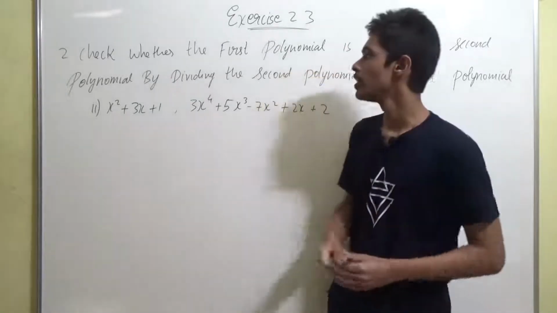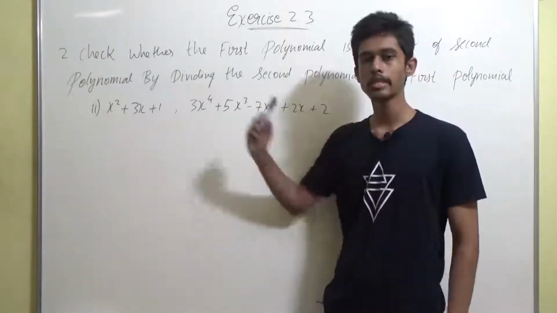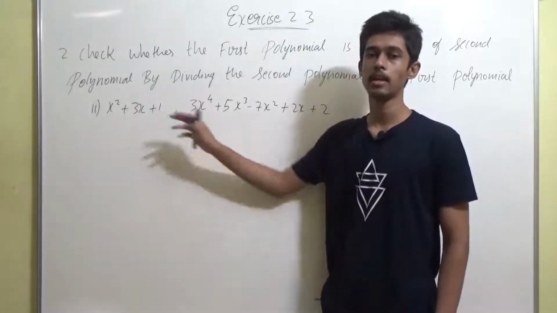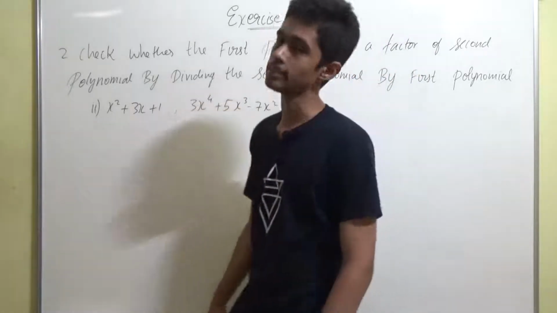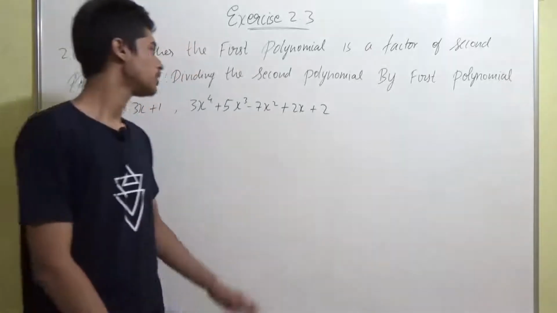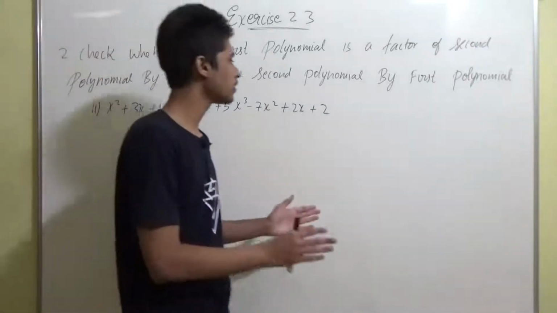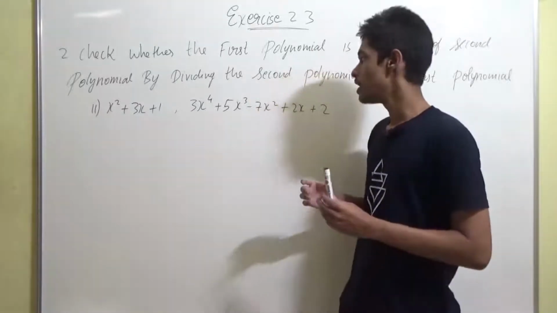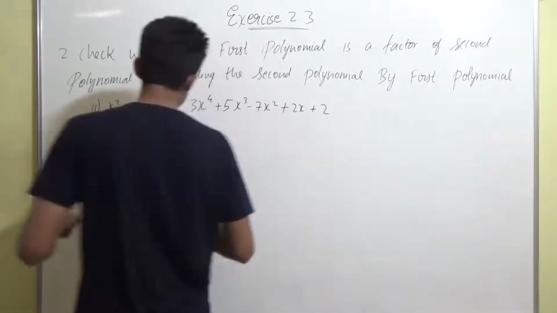Okay guys, so here this is p of x and this is g of x. What we have to do is we have to just divide this and see whether we are going to get the value of remainder as 0. If you're going to get the value of remainder 0, then we are going to conclude that the first polynomial is the factor of the second polynomial. Okay guys, let's divide it.